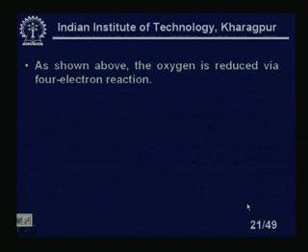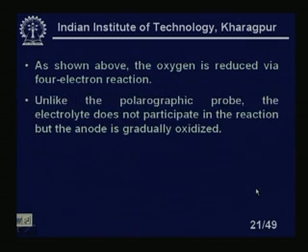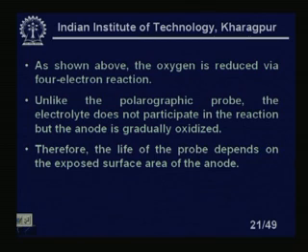As shown above, the oxygen is reduced via a 4 electron reaction. This reaction is called the 4 electron reaction, and unlike the polarographic probe, the electrolyte does not participate in the reaction, but the anode is gradually oxidized. Okay, that is one problem with this. Therefore, the life of the probe depends on the exposed surface area of the anode.